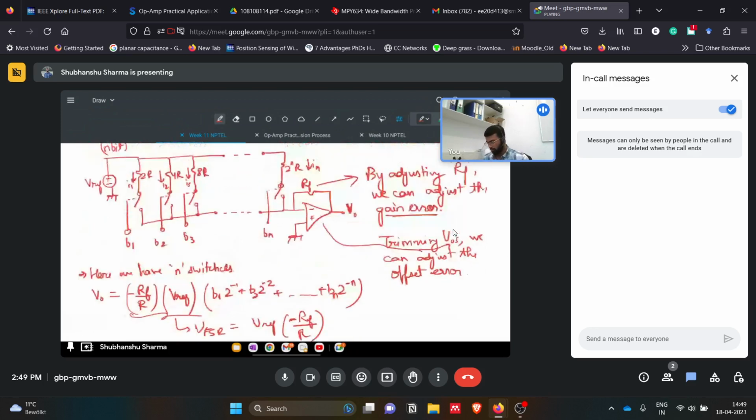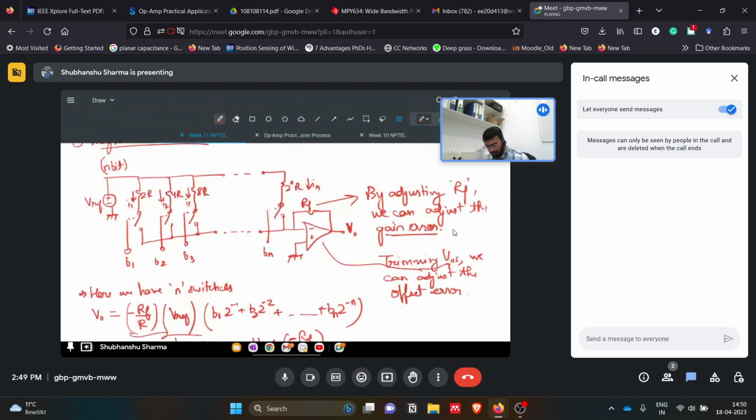One more thing, the drawback of this circuit is that the resistors used here are switching resistors. Even the switches which we are using contain some resistance. If this switch resistance is comparable to the 2R value, it will load our main op amp circuit. So this is one problem.